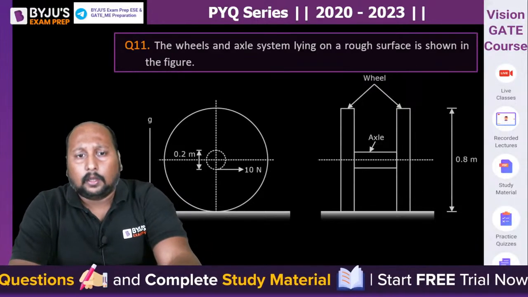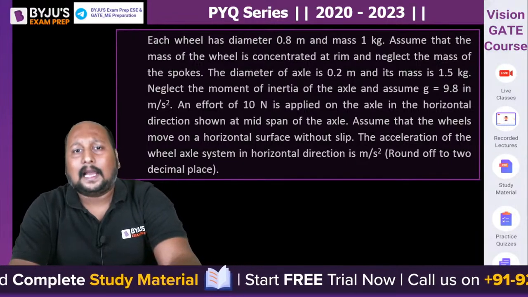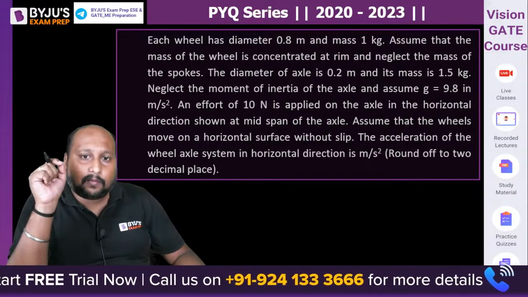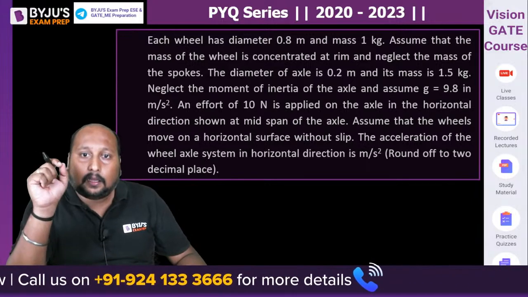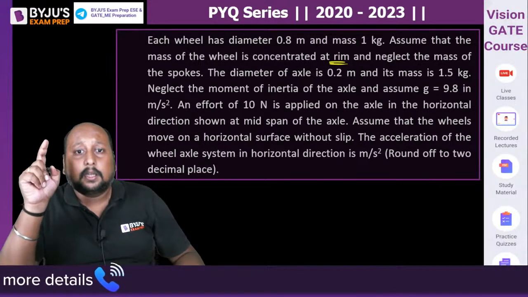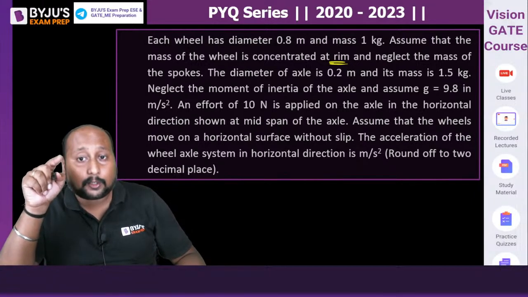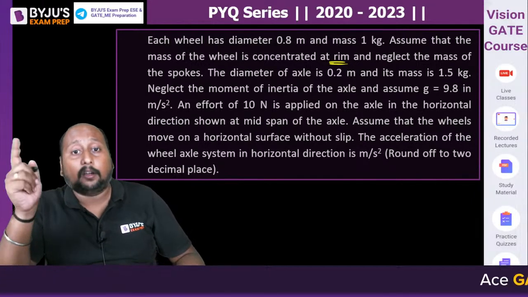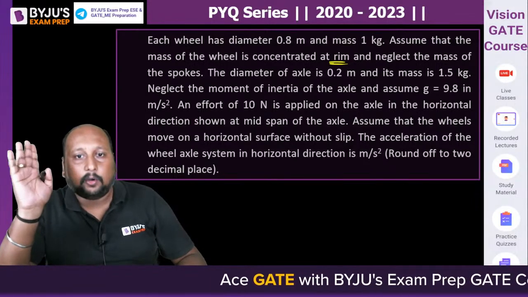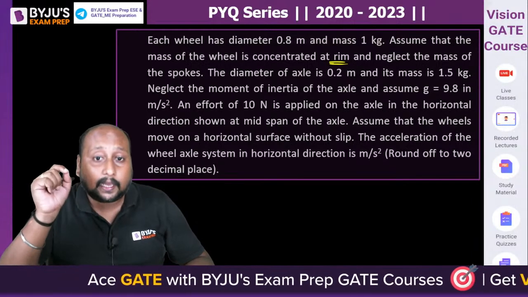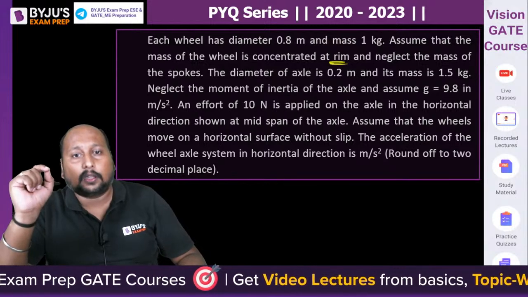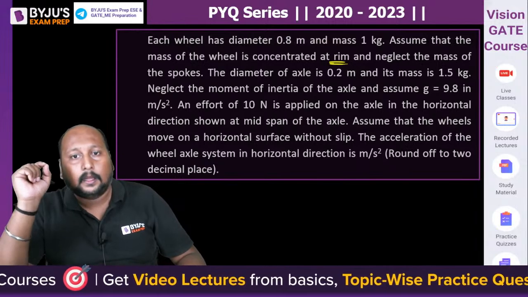Now they are saying that each wheel has a diameter of 0.8 meter and mass of 1 kg. Assume that the mass of the wheel is concentrated at the rim. So it's basically not a disc, it's a rim. Neglect the mass of the spokes. The diameter of the axle is 0.2 meter and its mass is 1.5 kg. Neglect the moment of inertia of the axle. Assume g value. An effort of 10 Newton is applied on the axle in the horizontal direction at the mid of the span of the axle. Assume the wheels roll on the horizontal surface without slip.